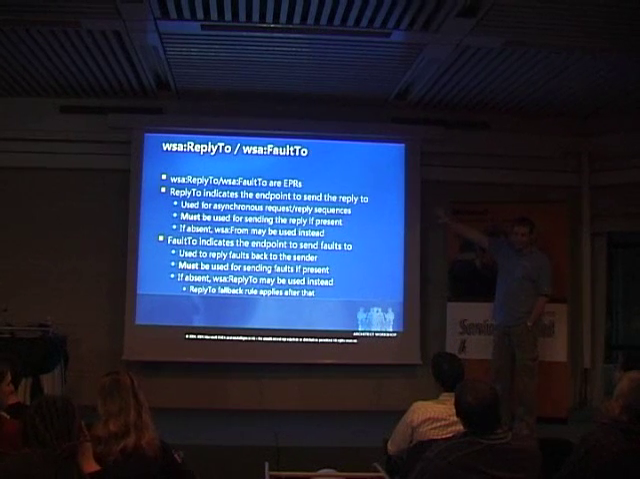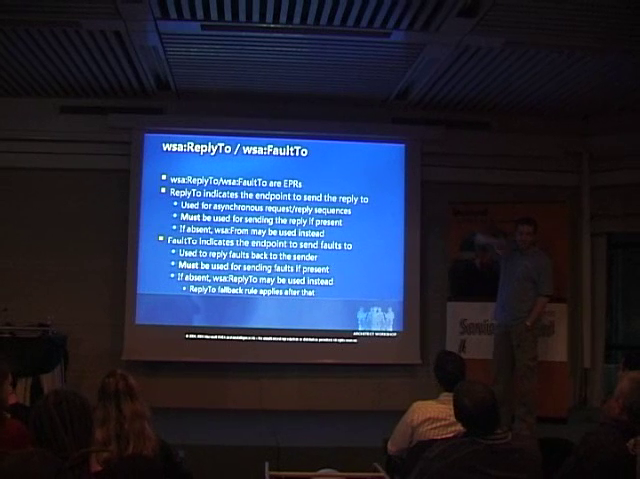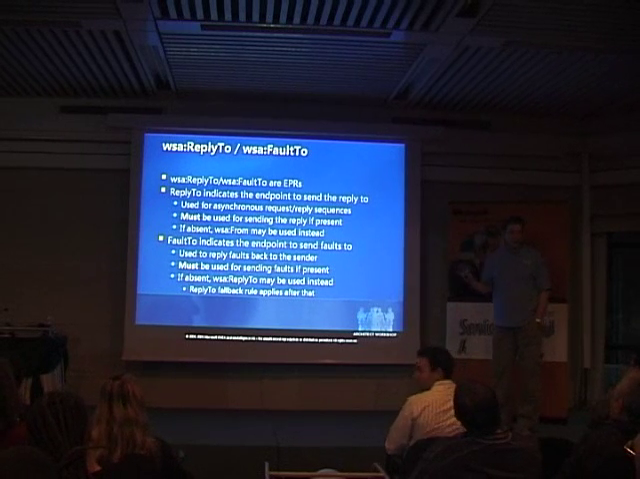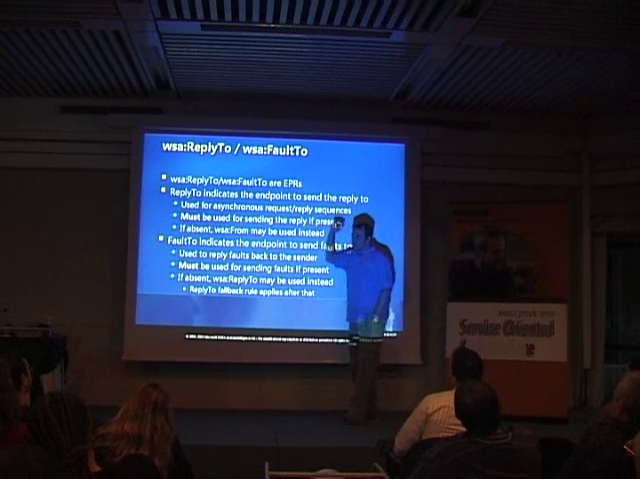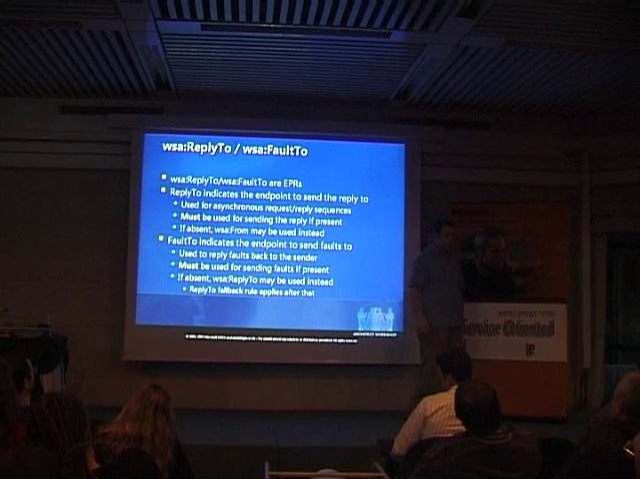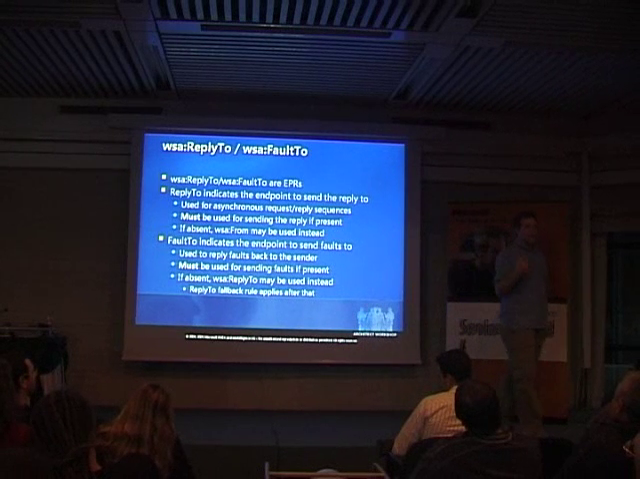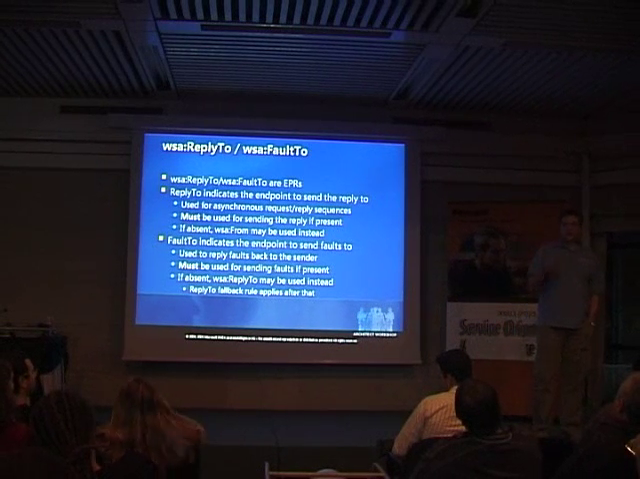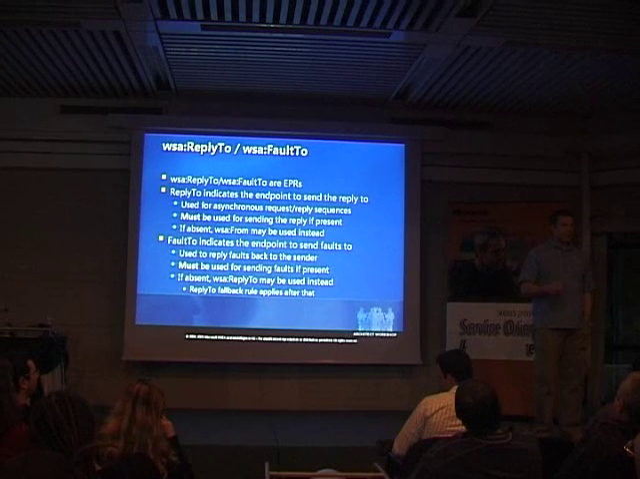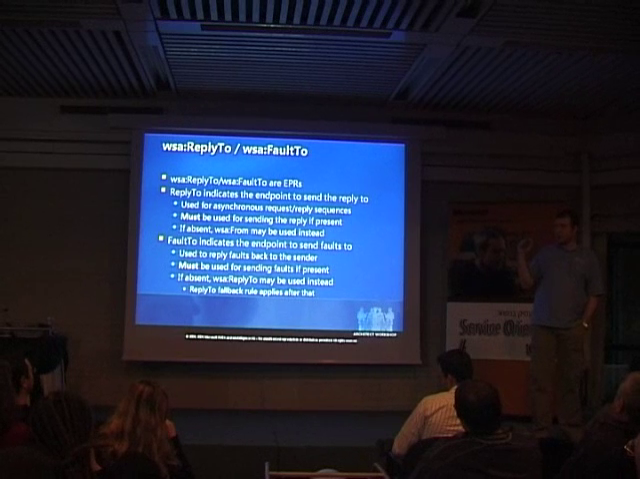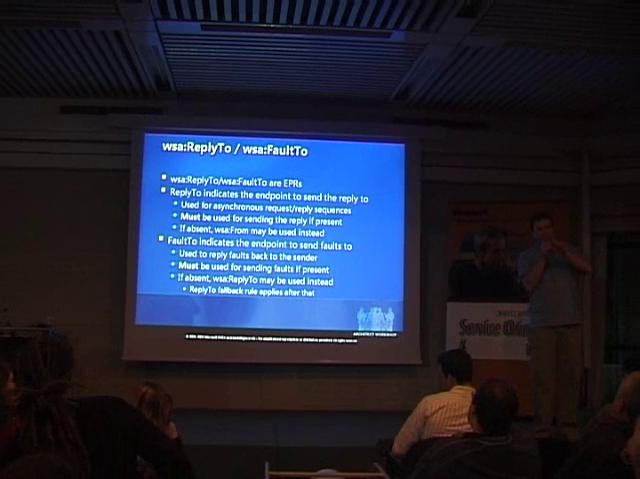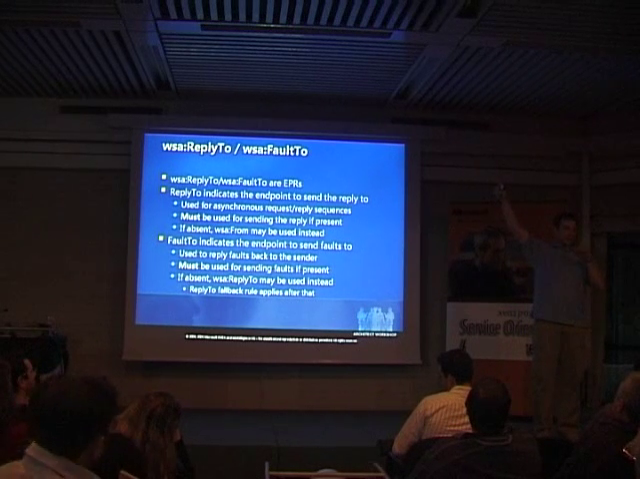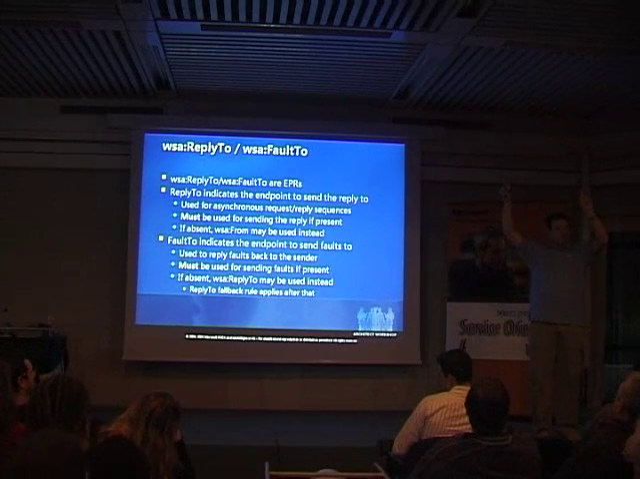ReplyTo, FaultTo, I already explained ReplyTo. They are EPRs, endpoint references. ReplyTo indicates the endpoint to respond to and must be followed. If the infrastructure finds a ReplyTo, it must send any replies to that place and not to the assumed place. FaultTo is an optional element which allows you to specify the place to fault to. It's possible to send exceptions this way and to send answers this way.